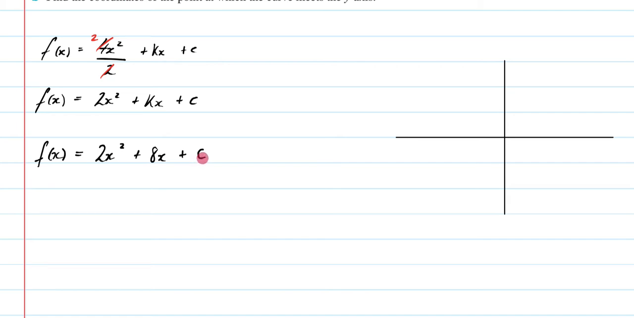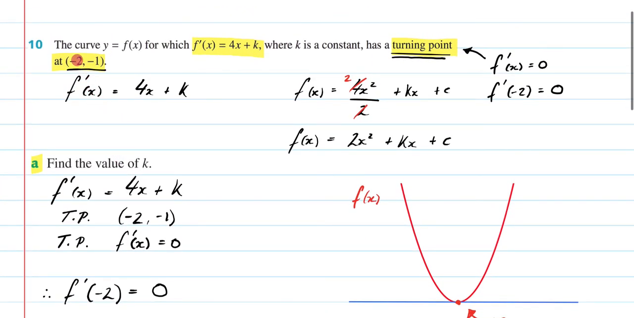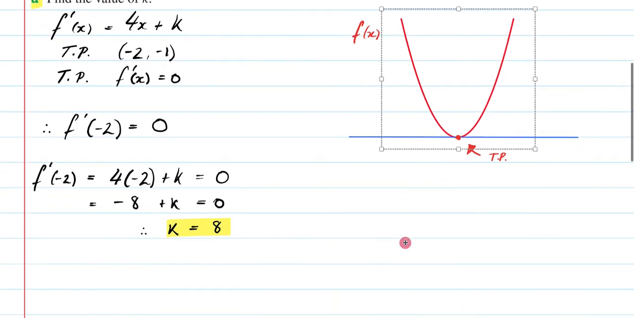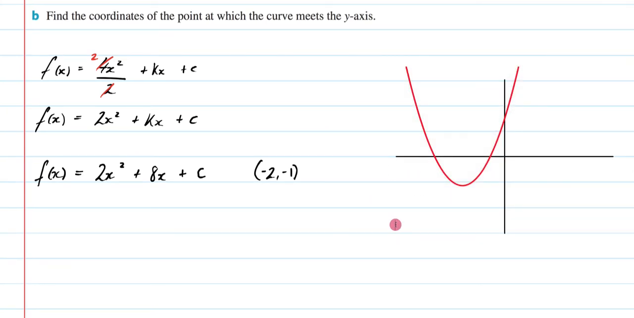In order to solve for c, we're going to have to sub in a point. Do we have a point? We absolutely do, because we know our turning point is occurring at -2, -1. So we know this is a point which lies on this graph. Remember up here, we are told that at -2, -1, we have a turning point. Just to hammer this home, if I put this graph down here, our graph is going to look something like this. It's a quadratic, pointing upwards. This point right here is -2, -1. So if I sub this in, I can solve for c.